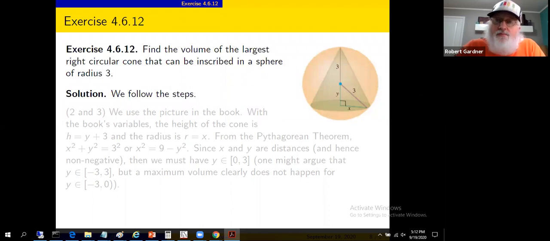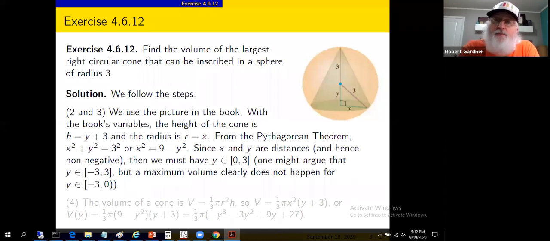We'll follow the 5 steps. The first one was read the problem. We did that. The second one was draw a picture. Well, it gave us a picture, and they gave us some variables. So let's use that picture and those variables to find a relationship between them. They wanted the volume of the largest right circular cone. They want to maximize volume. So we'll have to write volume in terms of x and y, ultimately in terms of only x or only y. We'll see which one's more convenient.